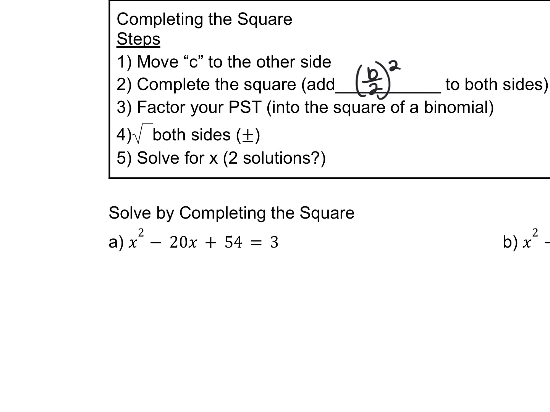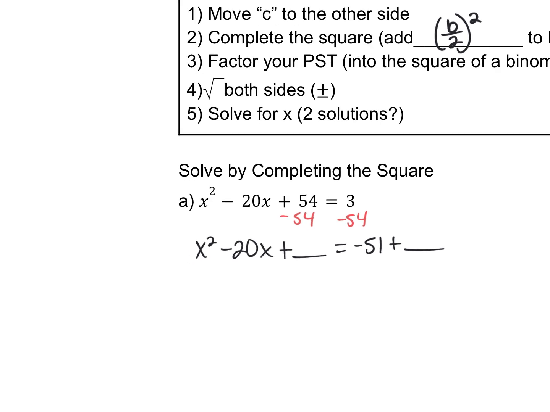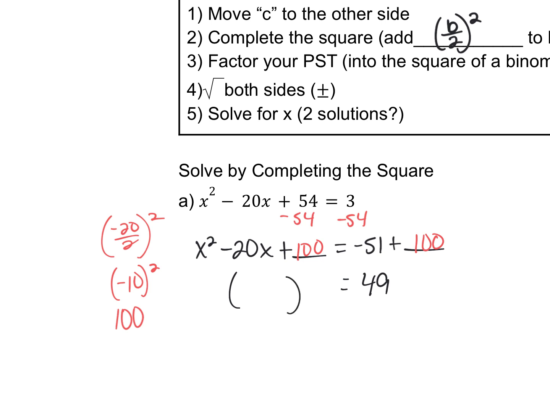So let's do it. First thing they said is move the c over. So subtract 54 from both sides. This is the one where you put the blanks in there. So I have x squared minus 20x plus blank equals negative 51 plus blank. Okay, so let's complete the square. Our b term is negative 20, over 2, squared, which gives me negative 10 squared, which is 100. So I'm going to add 100 there and add 100 there. Okay, on the right side, you get 49, and this factors into something.